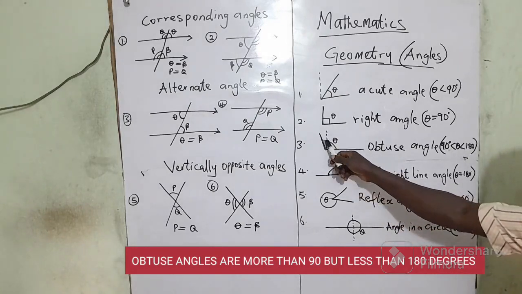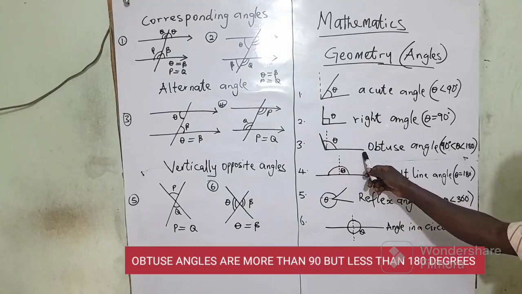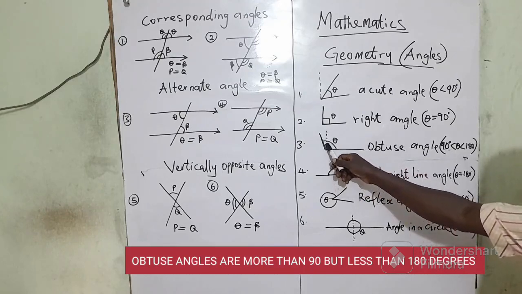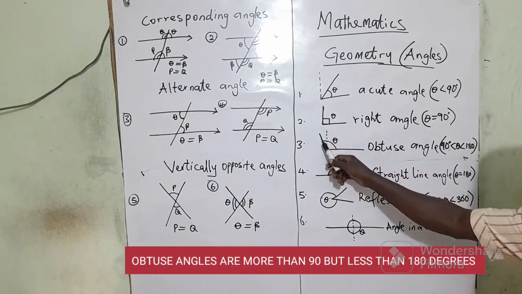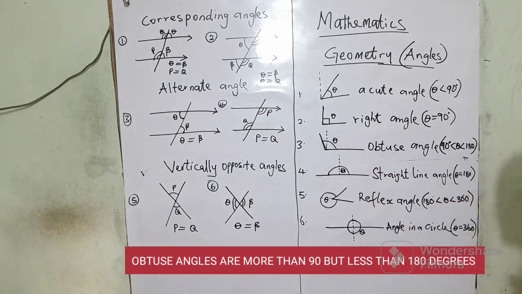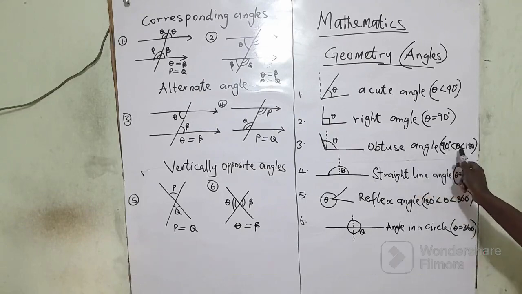We can see that from a vertical line and a horizontal line here, which depict what? A right angle. But the angle of the obtuse stretches more than that, and that is why it is called an obtuse angle. So we can see here that theta is more than 90 degrees, but less than 180 degrees.